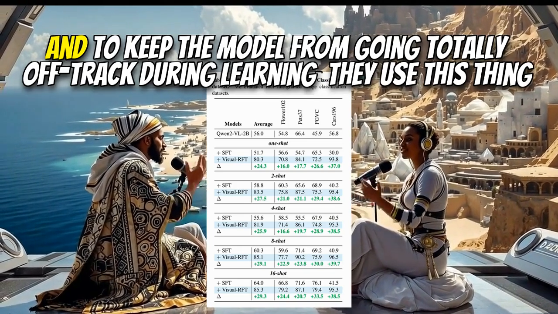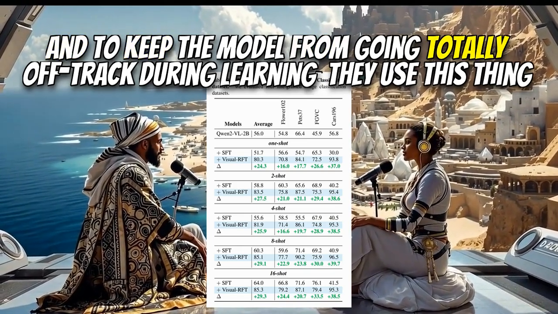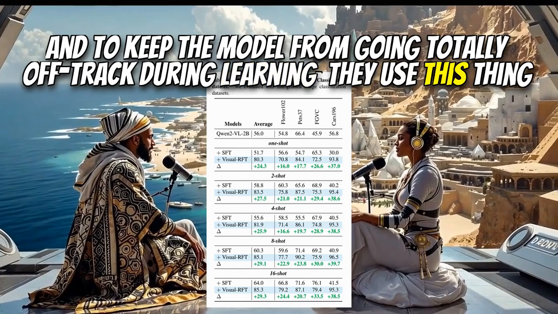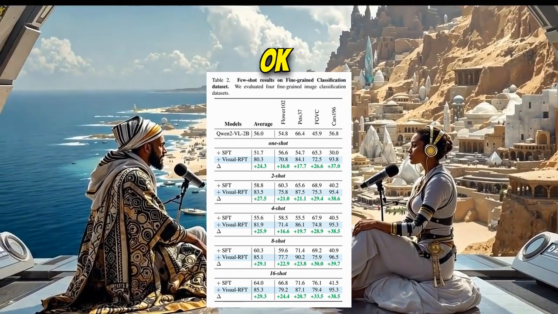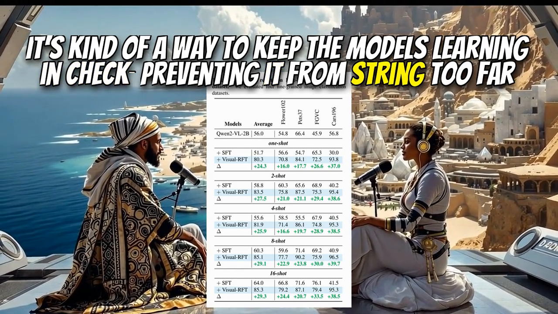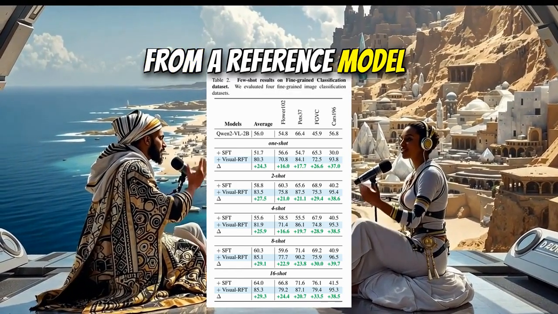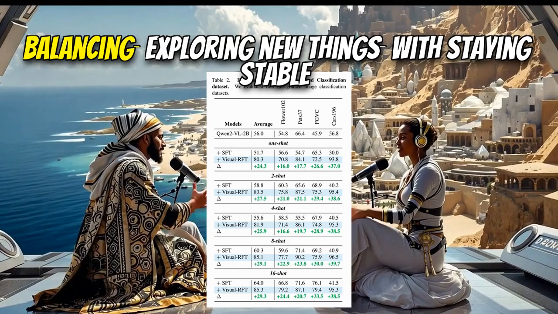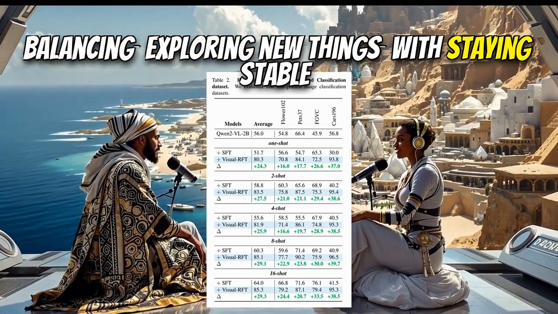Precisely. And to keep the model from going totally off track during learning, they use this thing called KL divergence. It's kind of a way to keep the model's learning in check, preventing it from straying too far from a reference model. Like a safety net. Right, balancing exploring new things with staying stable.